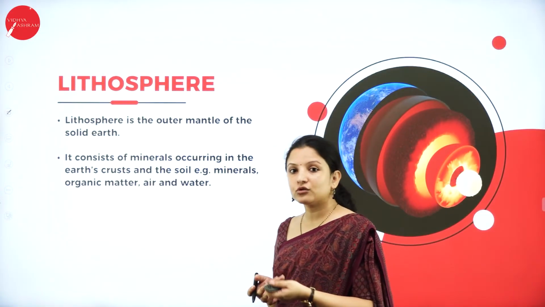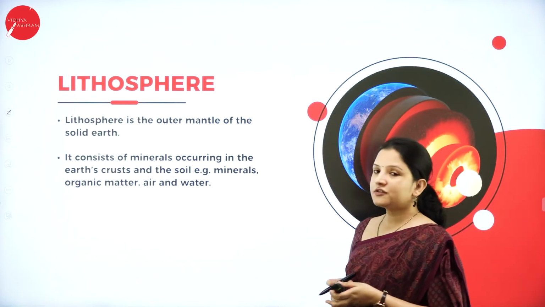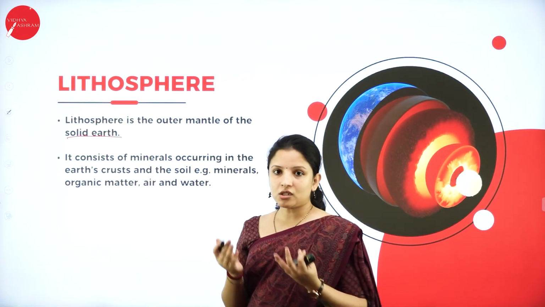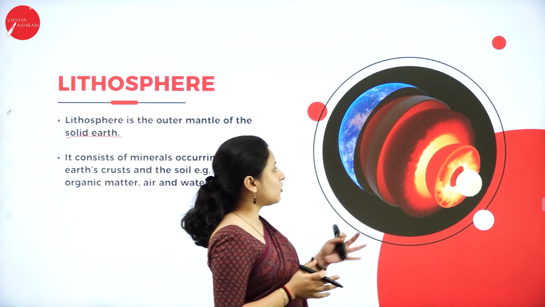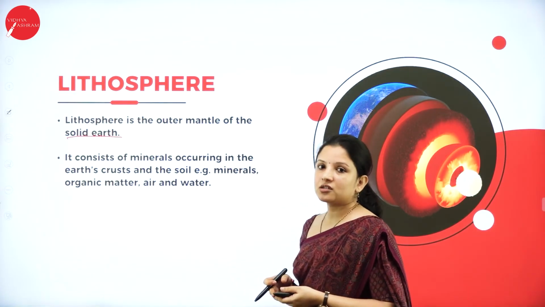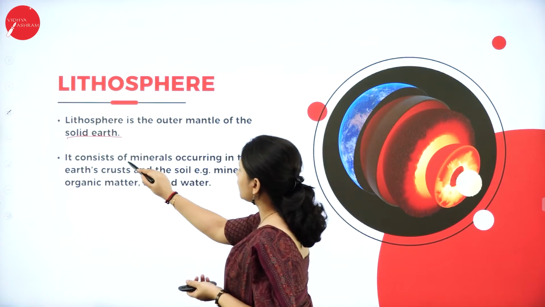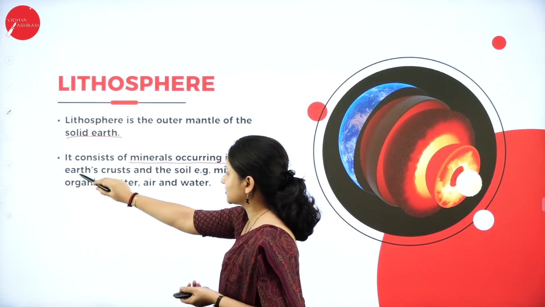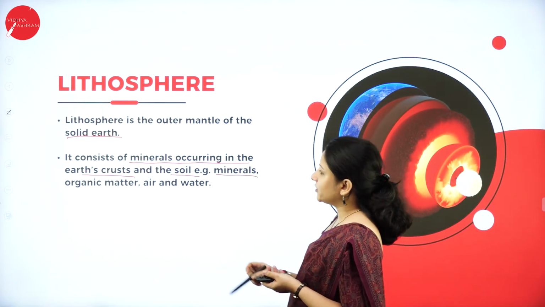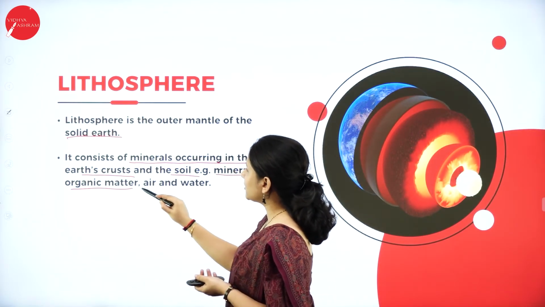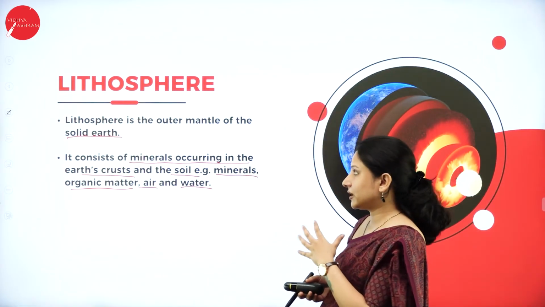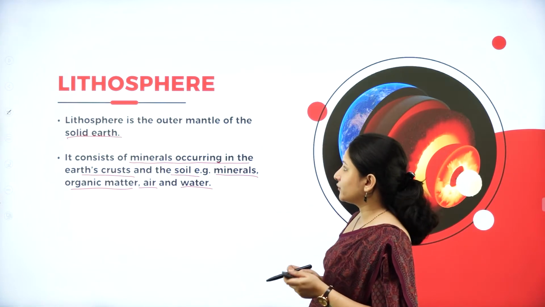Next, talking about the lithosphere component of the Earth. The lithosphere is the outer mantle of the solid Earth. That is, the outer layer or the mantle of the Earth's crust is called the lithosphere. And this lithosphere consists of a lot of minerals that occur in the Earth's crust and the soil. For example, it consists of minerals, organic matter, and minerals in the air and water, all that are nothing but the lithosphere. So this is about the lithosphere.